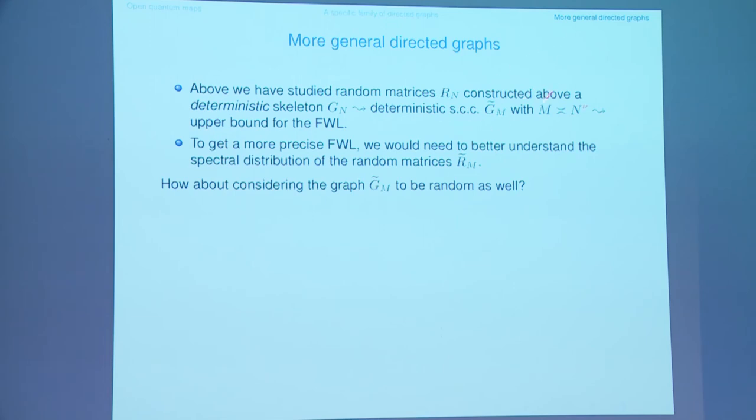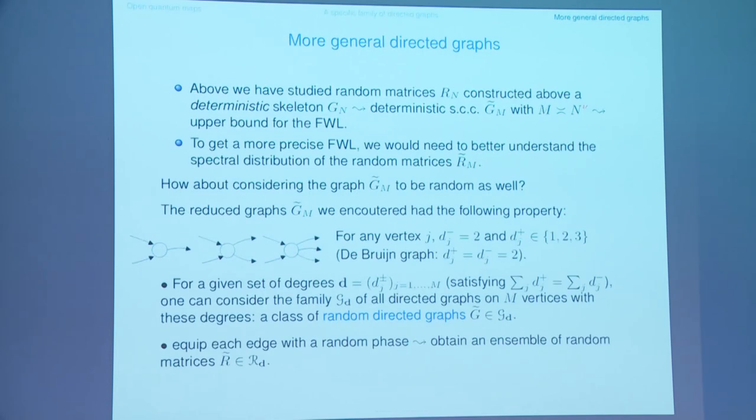And because I cannot have access to the spectral distribution for this specific skeleton matrix, how about considering a more general problem, which consists in looking at directed graphs with m nodes, with some rules. What we observed is that for the reduced graphs we encountered, all the nodes had either two incoming and two outgoing edges, or two incoming and one outgoing, or two incoming and three outgoing. These were the examples I had for the types of reduced matrices.